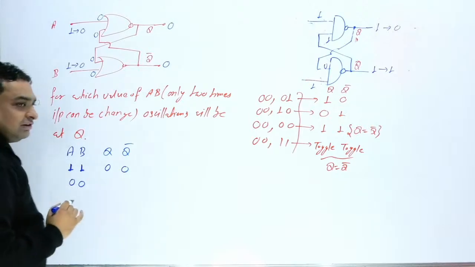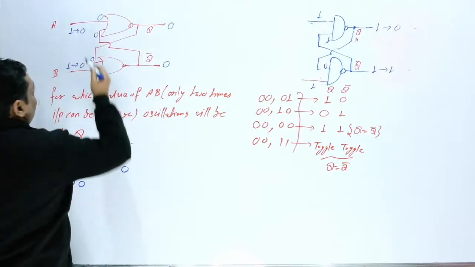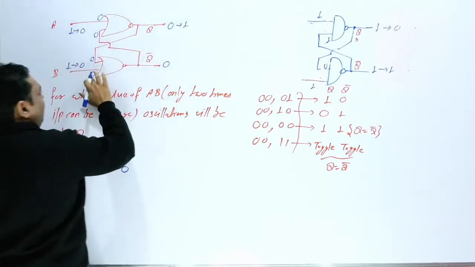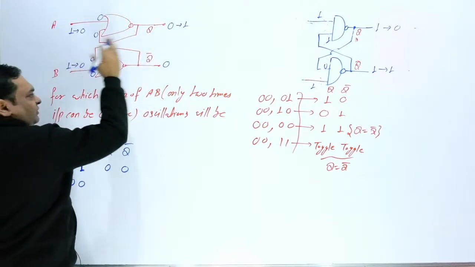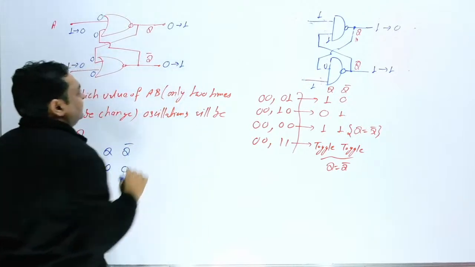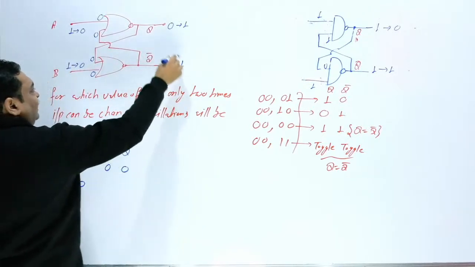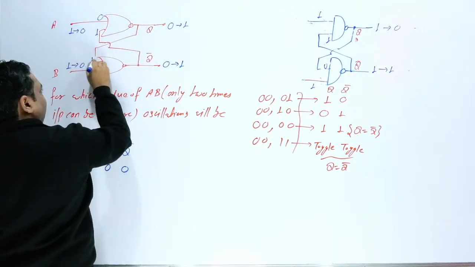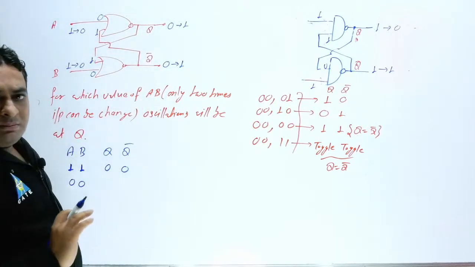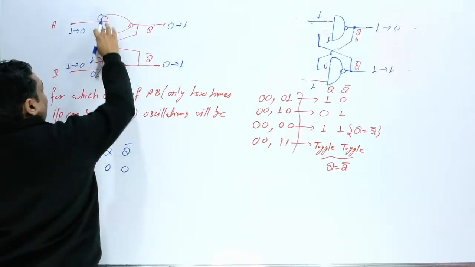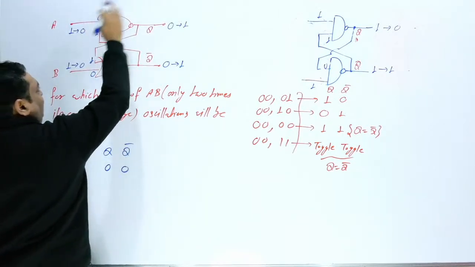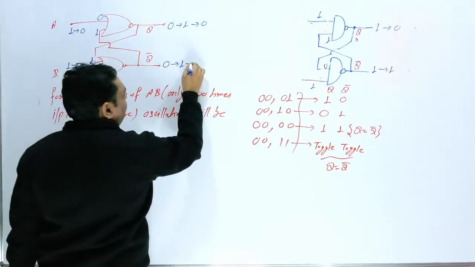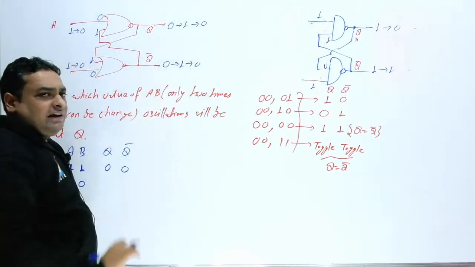Now if you apply 0 0, what will happen? 0 plus 0 is 0, 0 bar is 1, so here you are getting 1. At the same time this also processes 0 plus 0, 0 bar is 1, so here also you are getting 1. Then this 1 will come here and this 1 will come here, and both will process simultaneously. Then 1 plus 0 is 1, 1 bar is 0, and this is again 0. So you are getting oscillations again.